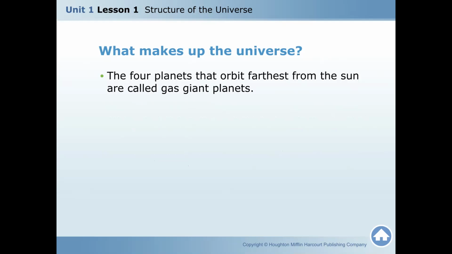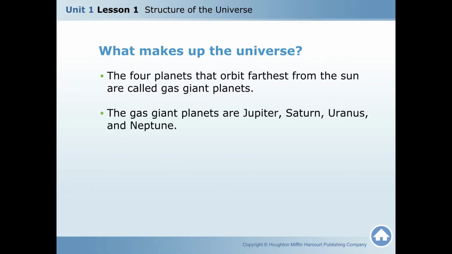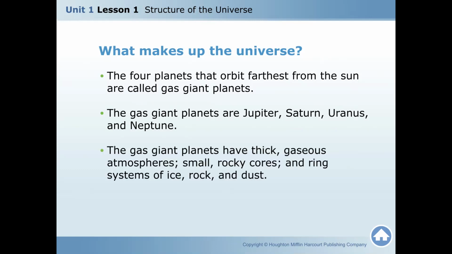The 4 planets that orbit farthest from the sun are called gas giants. The gas giant planets are Jupiter, Saturn, Uranus, and Neptune. The gas giant planets have thick gaseous atmospheres, small rocky cores, and ring systems of ice, rock, and dust.